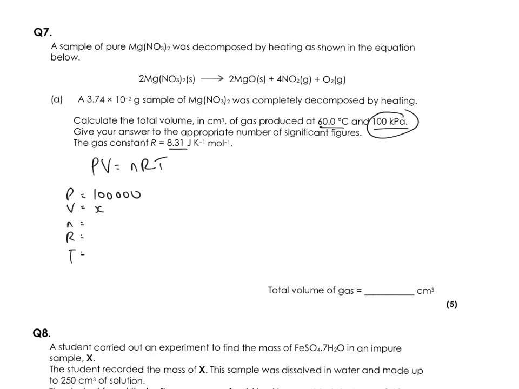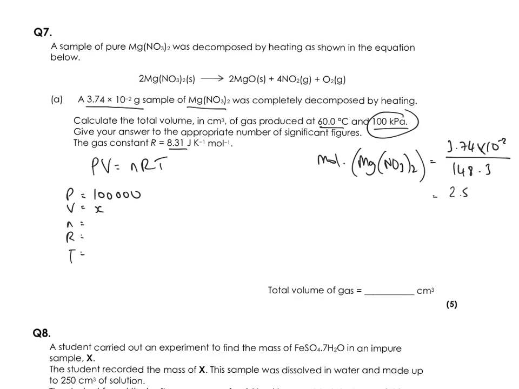n is the number of moles of the gas. So we've got to work that out from the fact we've got the mass of the magnesium nitrate which was decomposed. So the moles of magnesium nitrate is going to equal the mass, 3.74 times 10 to the minus 2, divided by the Mr of magnesium nitrate, which is 148.3. You'd have to work that out, and that gives you 2.522 times 10 to the minus 4.